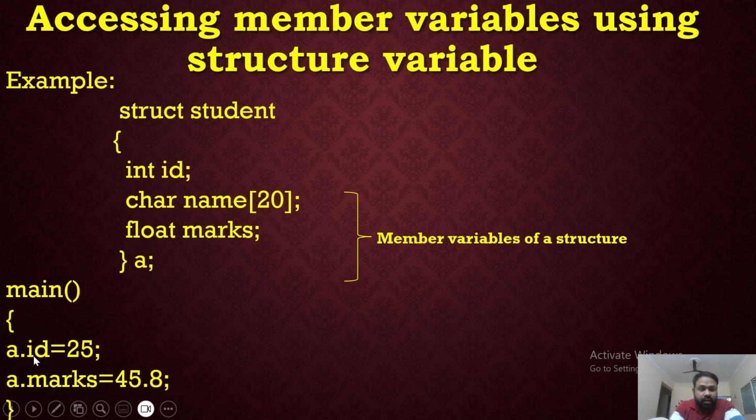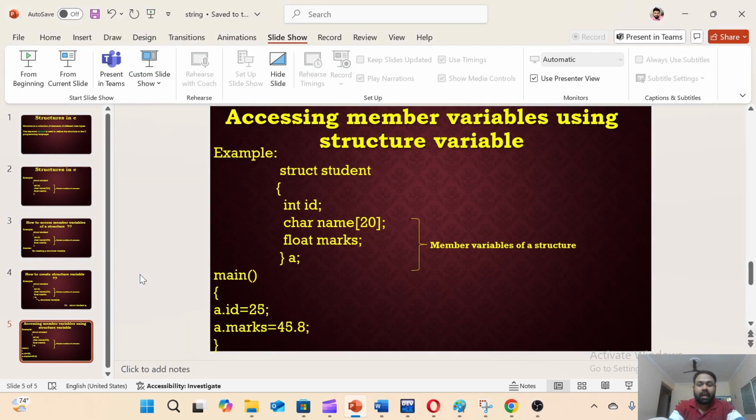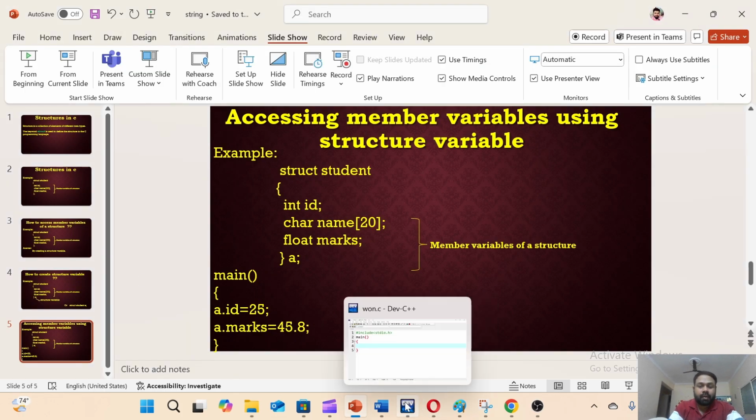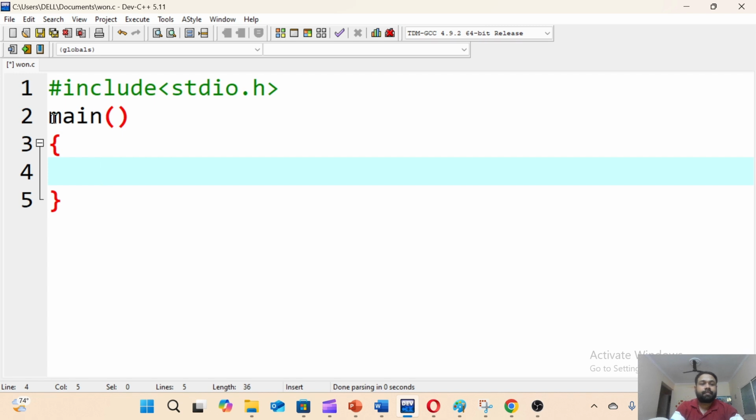25 is stored in the variable id, but for accessing id, what do I need? A followed by dot. What is a here? Structure variable. A dot id, a dot, whatever the things you need to access, by using a only you can access. So let us discuss this with the help of a programming example. Okay. So let me start.